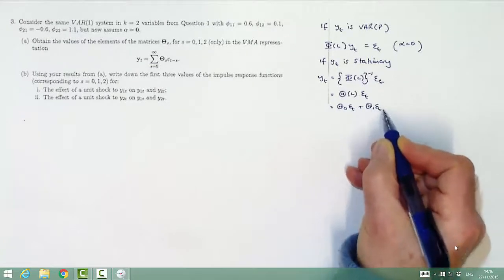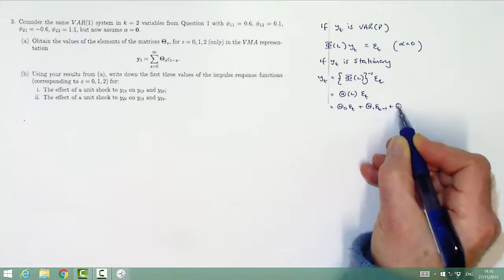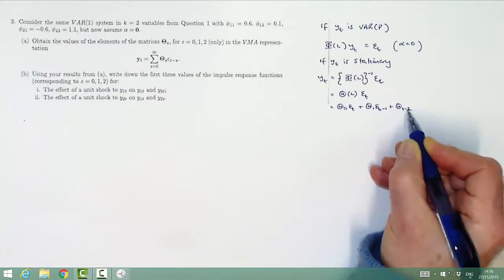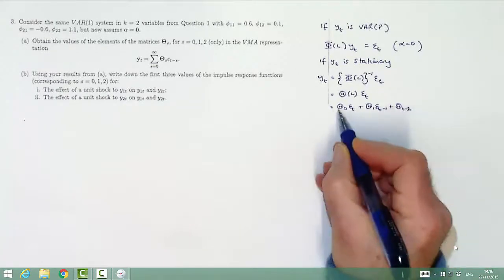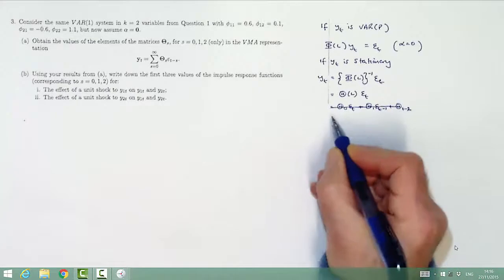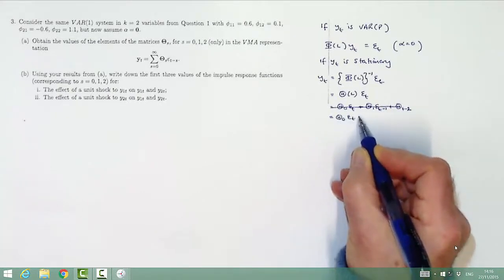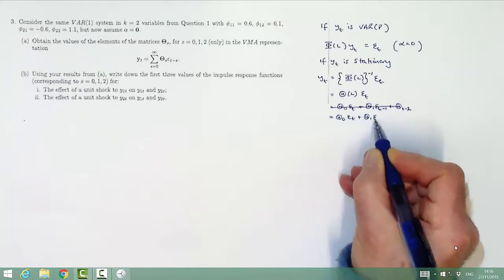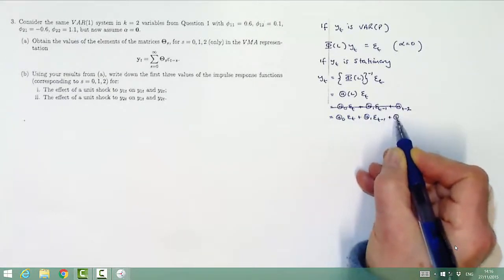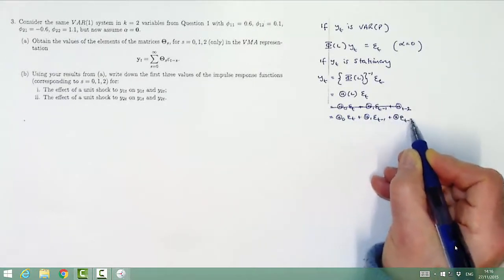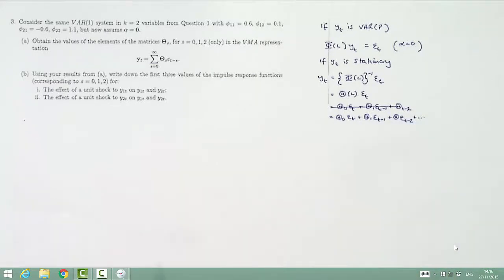times epsilon_t, and that's just going to be an infinite order polynomial with terms that are going to look like Θ_0 times epsilon_t plus Θ_1 times epsilon_{t-1} plus Θ_2 times epsilon_{t-2}, and so on going backwards. And actually I should have written a 2 subscript on that last theta, so the third term is Θ_2 times epsilon_{t-2}.